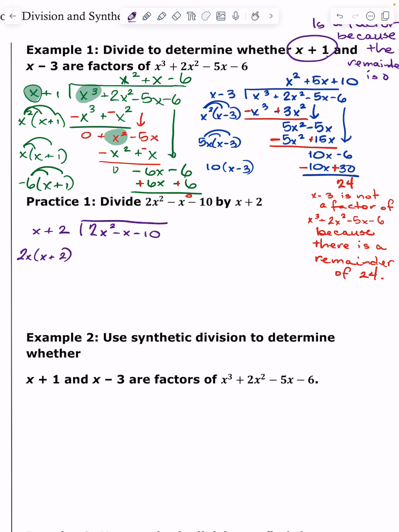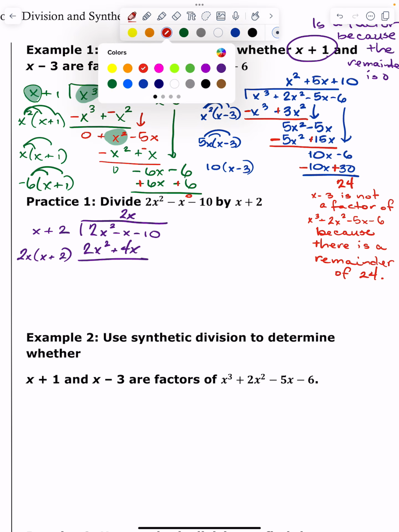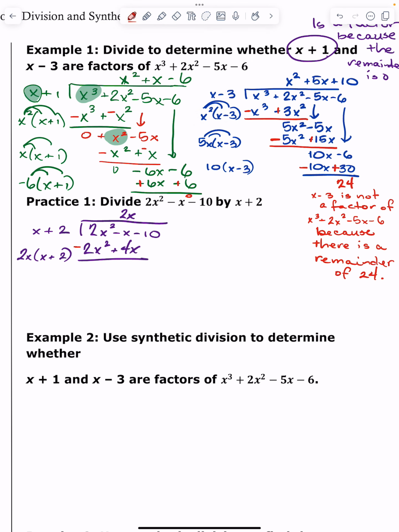I am multiplying 2x by x plus 2, which gives me 2x squared plus 4x. I am going to go ahead and subtract both of those terms. My 2x squareds drop out. Minus x minus 4x gives me a negative 5x. I'm going to bring down my minus 10.